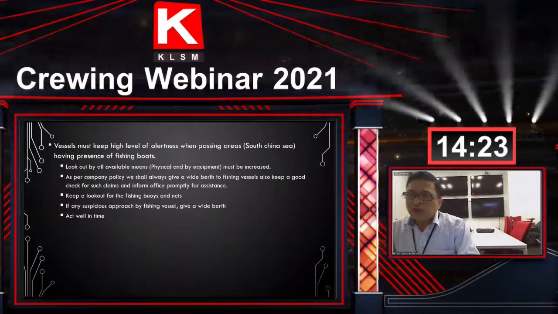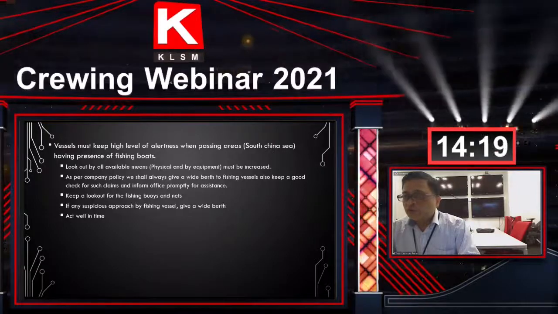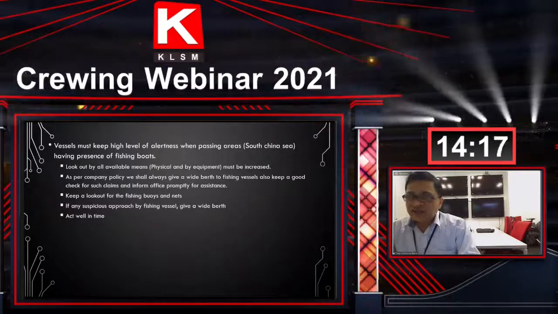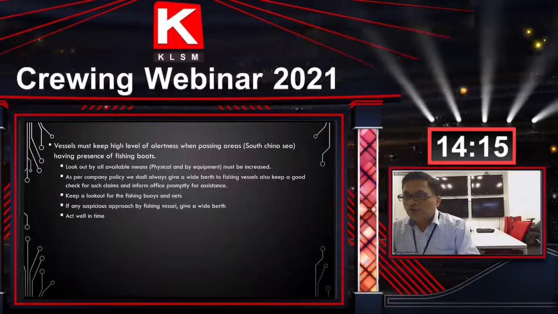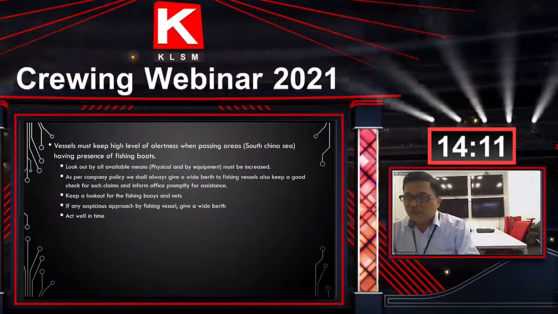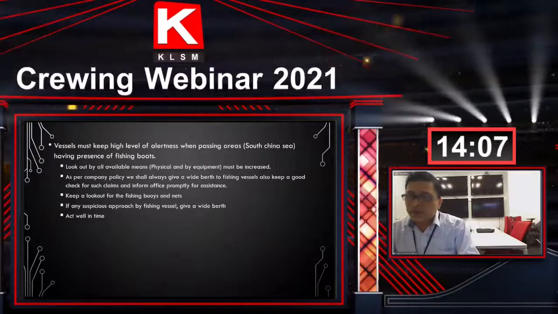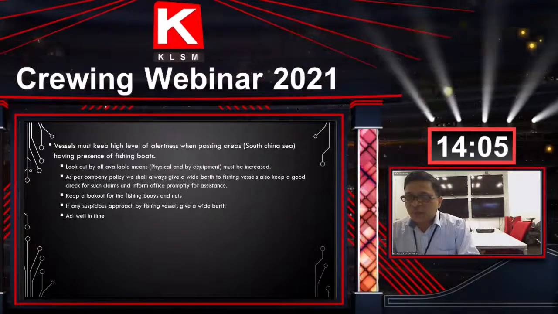If the AB is working downstairs or somewhere, you should call him up on the bridge to keep a lookout. Next is, as per company policy, we always give a wide berth. So always do that. And in case you receive any claim on a VHF or on EGC or on NAVTEX about such type of collision or such type of claim, immediately inform office for assistance.